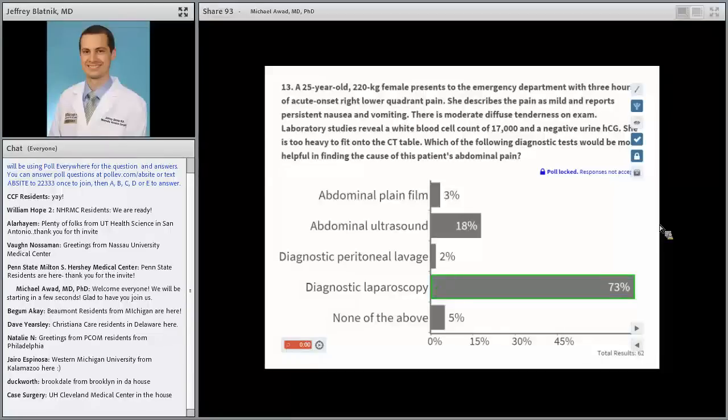So diagnostic laparoscopy is the correct answer. If you're unable to get a CT scan in a patient with a negative HCG and a white blood cell count of 17, most people would think that proceeding with laparoscopy will give you some better answers. With this kind of obesity, plain films and ultrasound are going to have limited effectiveness due to poor penetration and difficulty with the ultrasound getting through the fat. DPL is probably most useful in trauma. 220 kilograms is 485 pounds. There certainly are CT scanners out there nowadays that can accommodate this, but we still run into patients who can't fit on the CT scanner, and this is something to take into consideration.